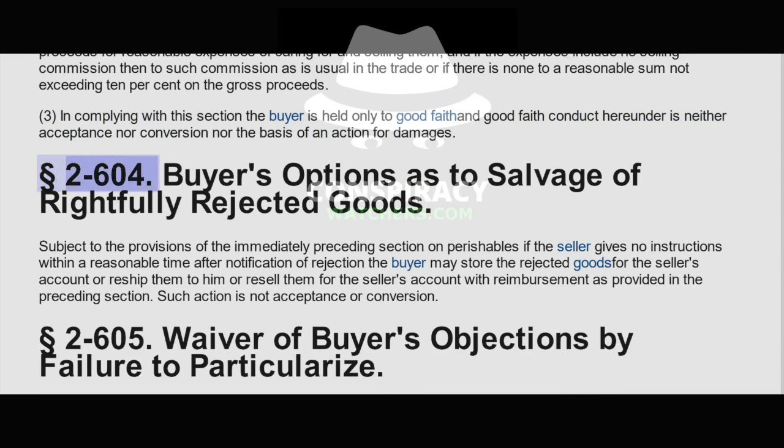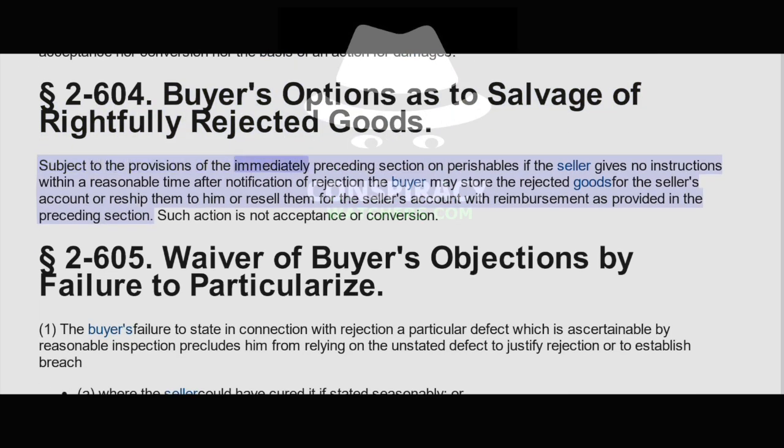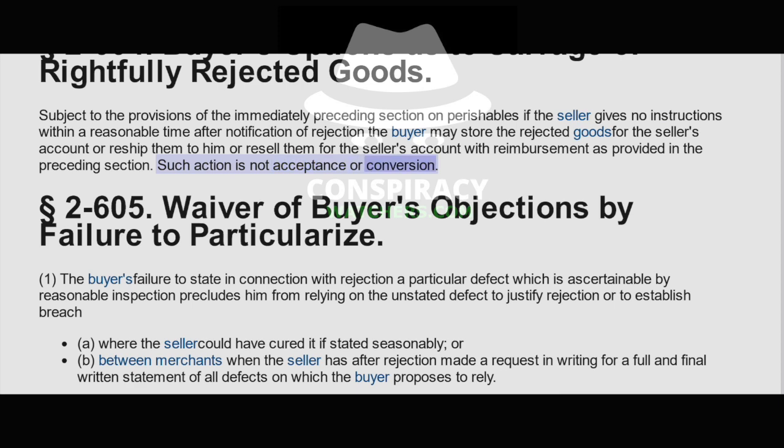Section 2-604. Buyer's options as to salvage of rightfully rejected goods. Subject to the provisions of the immediately preceding section on perishables, if the seller gives no instructions within a reasonable time after notification of rejection, the buyer may store the rejected goods for the seller's account or reship them to him or resell them for the seller's account with reimbursement as provided in the preceding section. Such action is not acceptance or conversion.